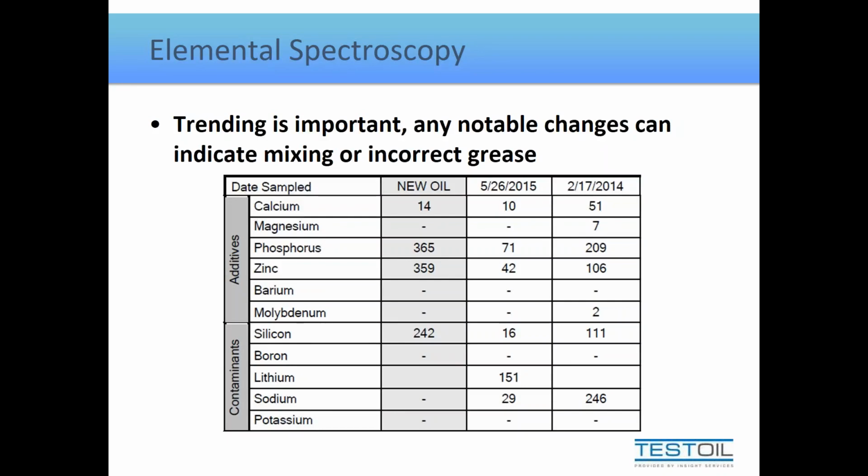If you look at this report here and start at the top and work your way down, you're going to find when you get to phosphorus and zinc that the samples do not appear to be measuring up to the new grease values. We see that back in February of 2014, they were maybe half of the values that they should have been. But by this latest sample in May of 2015, we see a significant decrease.